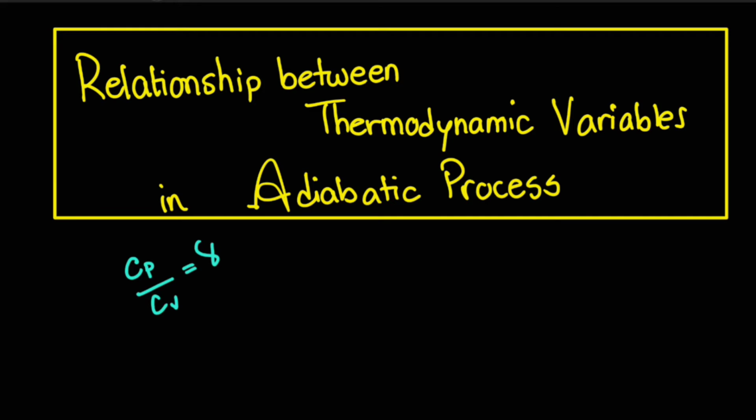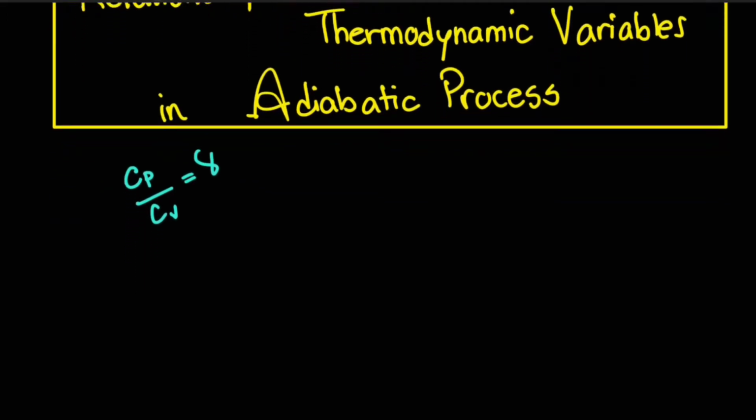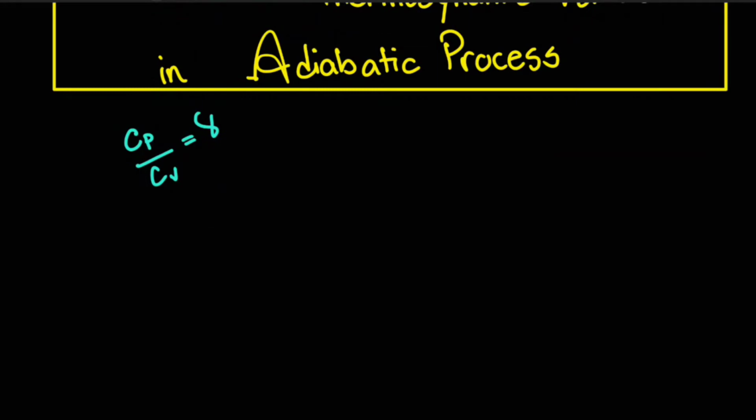Now, it varies from monoatomic gases to diatomic gases and then to polyatomic gases, but we will discuss that later. Today, we are just here to discuss the relationship between the variables, which are P, V, and T in an adiabatic process. Alright, let us proceed with our main equation and its derivation.